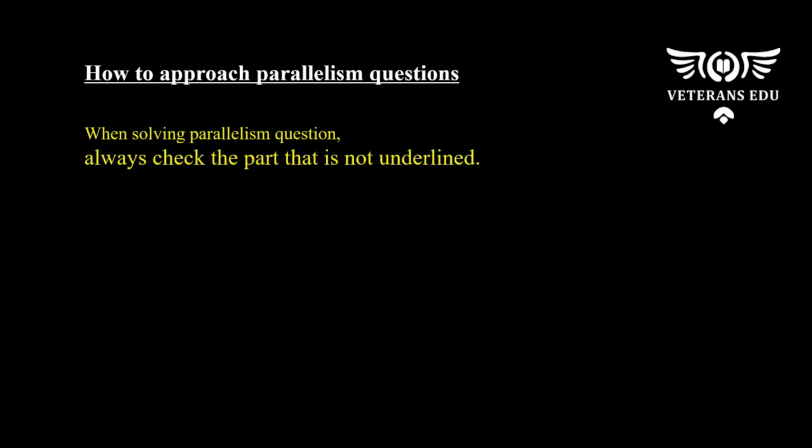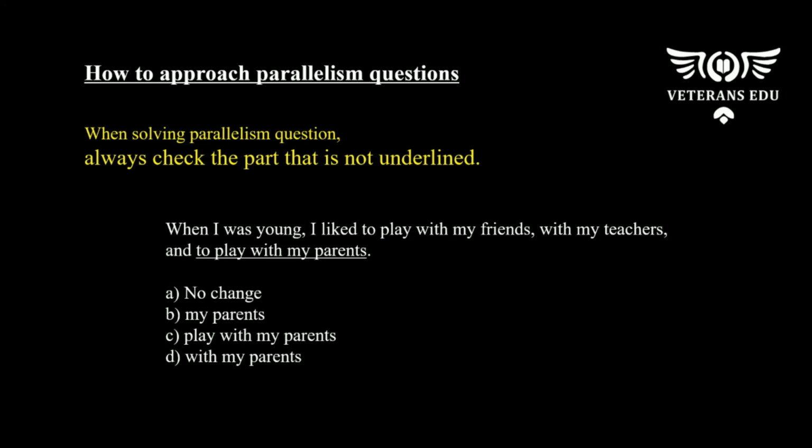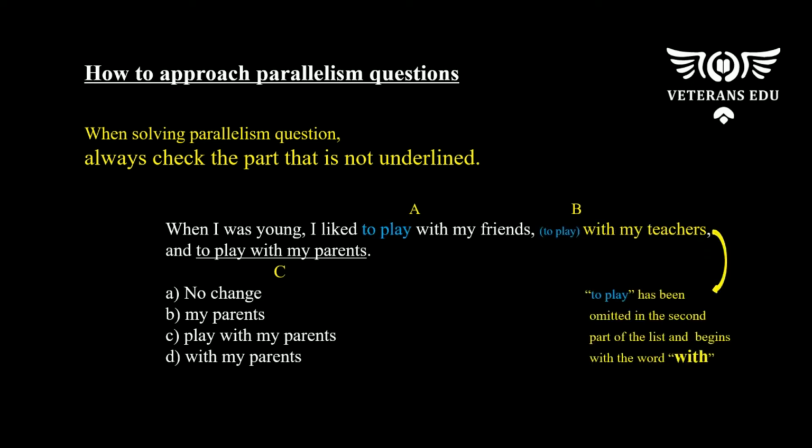Now, when solving parallelism questions, learn to check the part that is not underlined. For example, in the sentence "when I was young, I liked to play with my friends, with my teachers, and to play with my parents," instead of looking at the underlined portion, "to play with my parents," you should first divide it into grammatical chunks and then read the portion that is not underlined. If you look at the second part of the list, you'll realize that the word "to play" has been omitted, and it begins with the word "with." And this information tells us that the third part of the list must begin with the word "with" or any other words from the same group, such as "in," "under," or "over." And this leaves us with answer choice D as our answer.